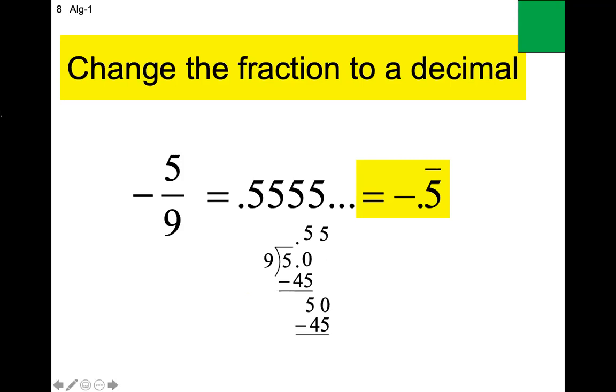Remember, this one was negative. Why? Because it was negative to start with. I should put a negative on this 0.5555. Technically, that's wrong without the negative. Final answer here is, though, correct in yellow. That is the correct final answer. Questions?